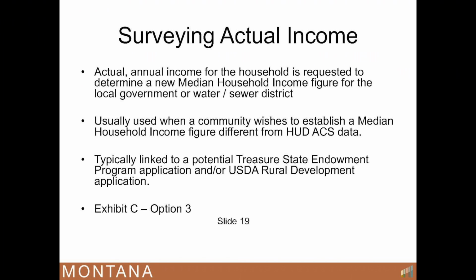The general circumstance when this model is utilized is in those cases where the community believes the current median household income figure is too high. In other words, it doesn't reflect the current community economic situation. Undertaking an actual income survey may enhance the community's eligibility for a USDA grant or provide justification for a lower combined water and sewer rate for the Treasure State Endowment Program, which is based upon the community's median household income.